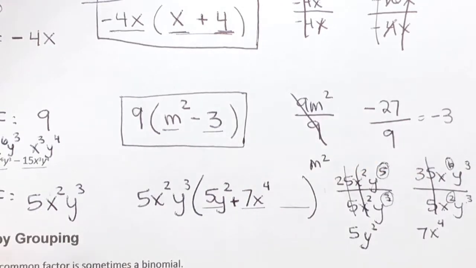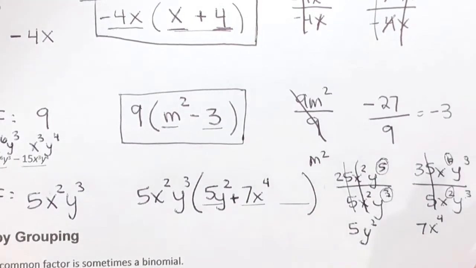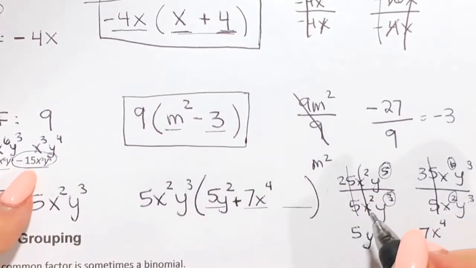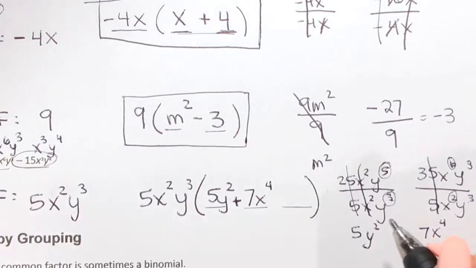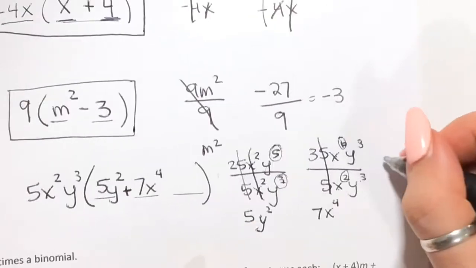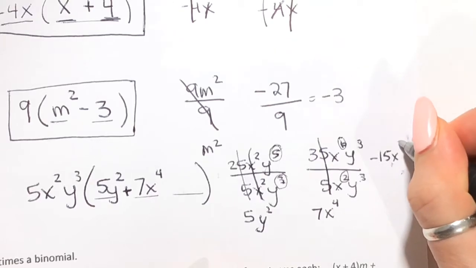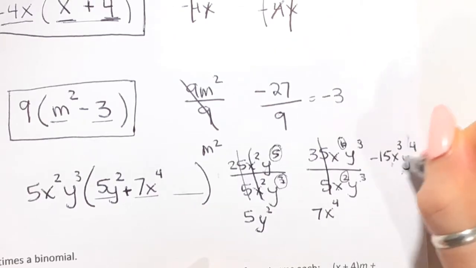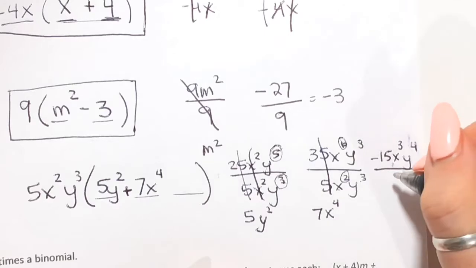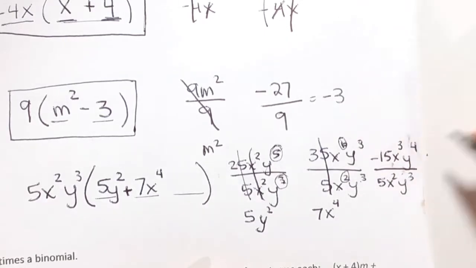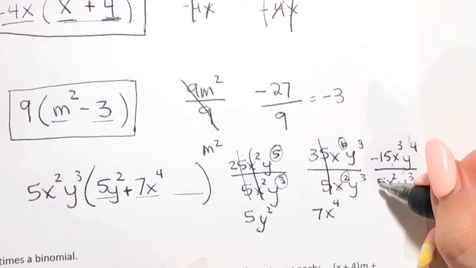And then our last one, I'm kind of running out of space, but we're taking the negative, don't forget that minus sign here: negative 15 x cubed y to the fourth. See if I can squish it on here. Negative 15 x cubed y to the fourth, and we're dividing it by 5x squared y cubed. So just the numbers, one step at a time.